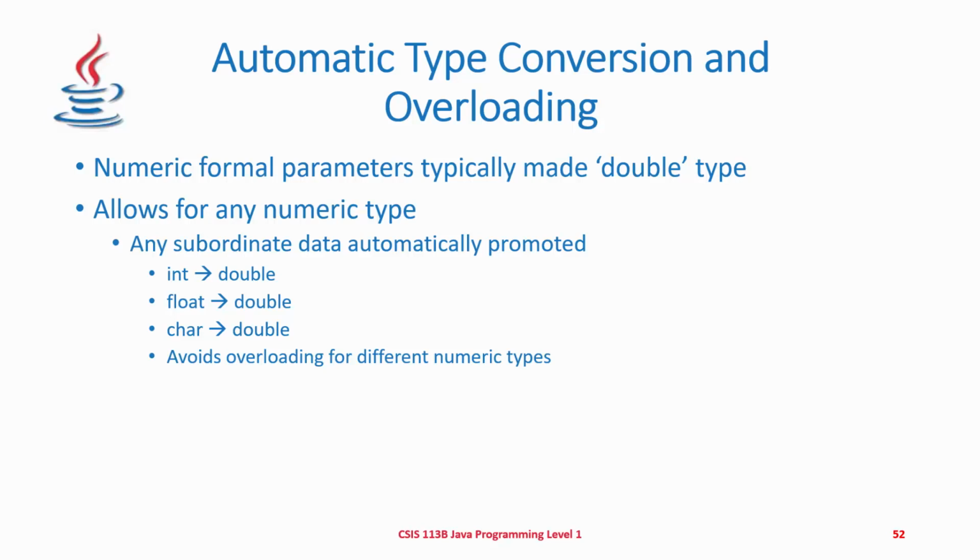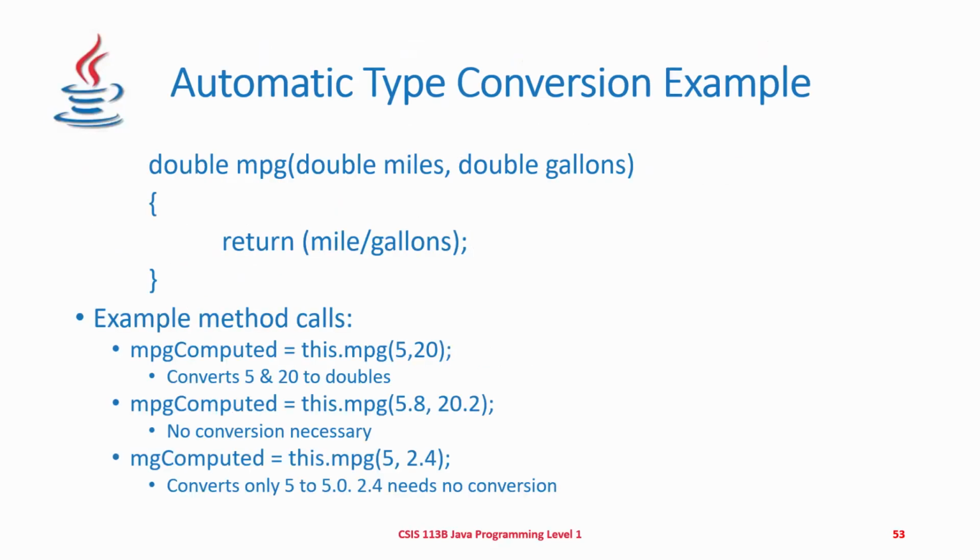I mean, if you know that it's absolutely positively your method's only going to ever process an int or a char or a float, you would do it that way, but I'm just suggesting that you might consider always using doubles for your formal parameters, and that way you can avoid the problems that we were just looking at previously. So here you can see an example of what we're just talking about. MPG, now we're using double for miles and double for gallons and returning the division of miles divided by gallons.